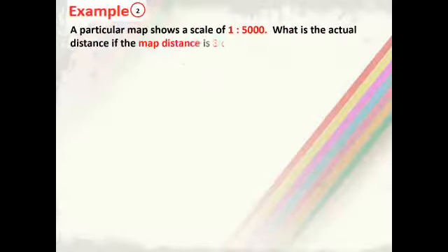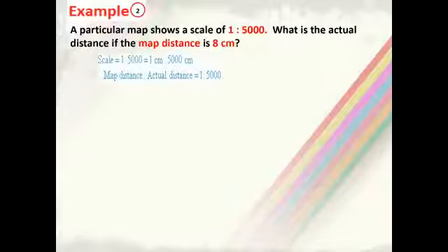Example 2. The particular map shows the scale of 1:5,000. What is the actual distance if the map distance is 8 centimeter? This is a special question. It is on 5,000. No need to change into kilometer. Just change into meter. So the map distance is 8, and you have to find the real distance.